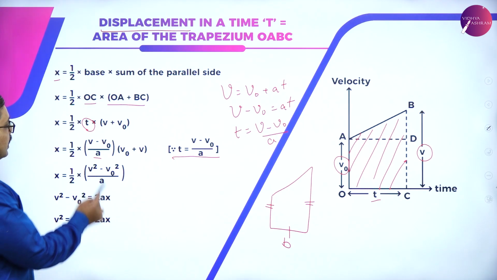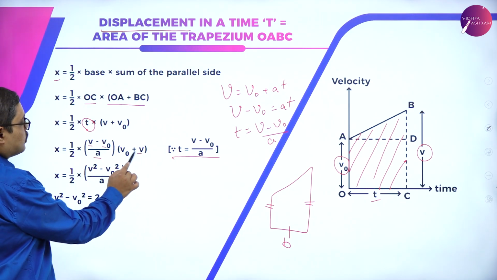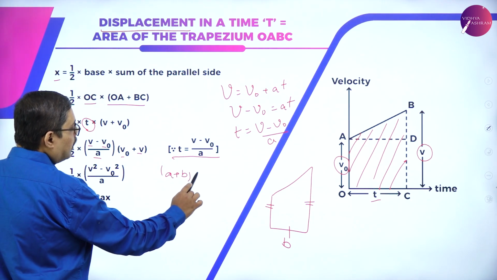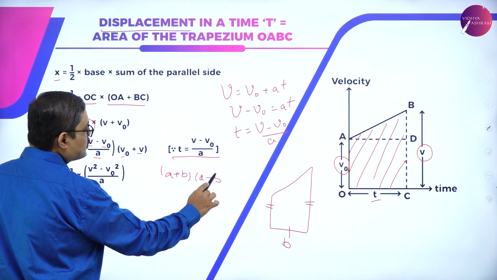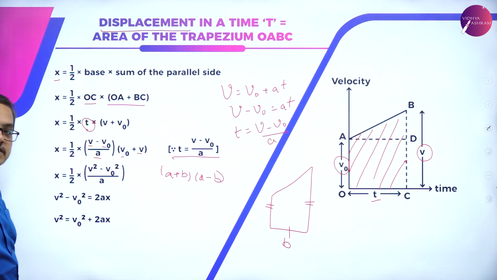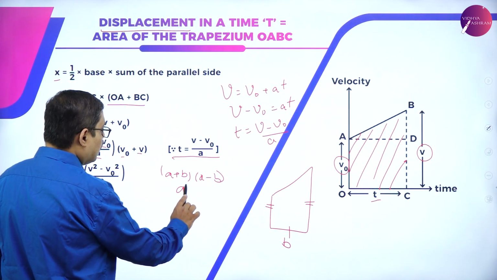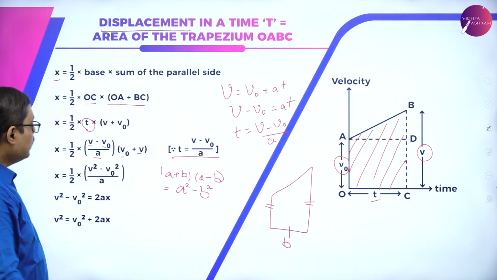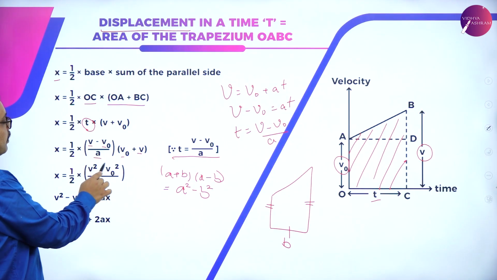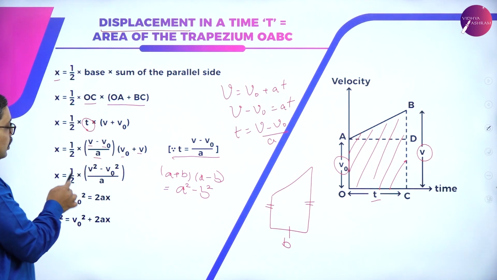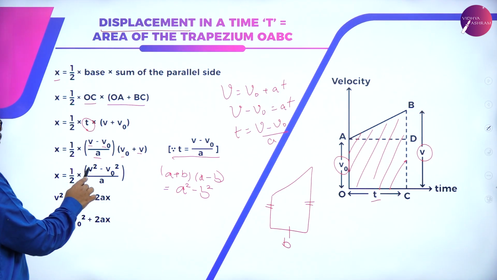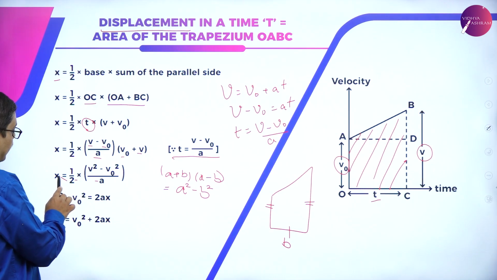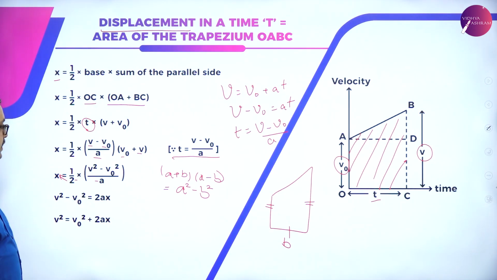Please observe what you see here. This is V minus V naught, this is V plus V naught. Looks like A plus B into A minus B. What is A plus B into A minus B? Yes, it is a square minus b square. So this becomes v square minus v naught square by a into half, or v square minus v naught square is equal to 2 into a, and I cross multiply, this becomes 2ax.